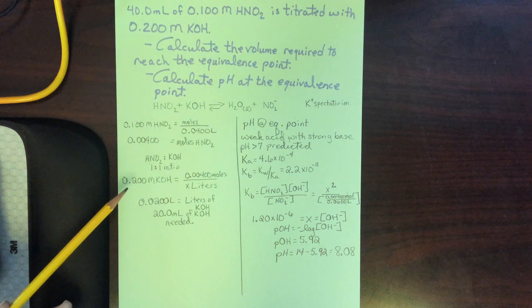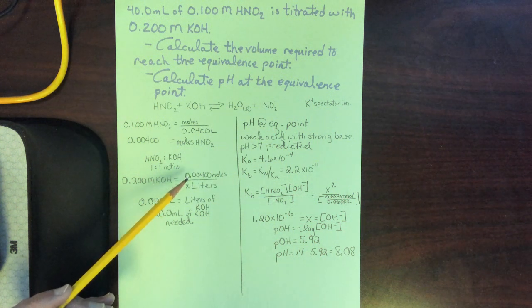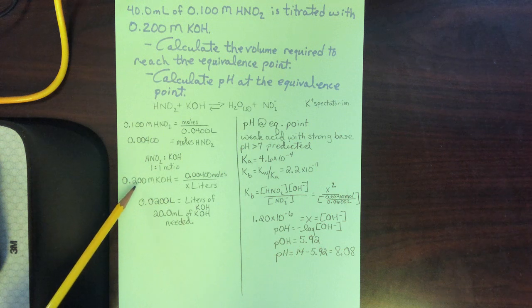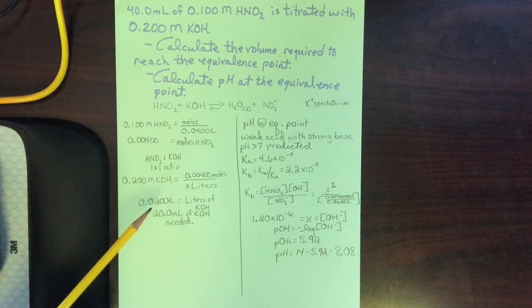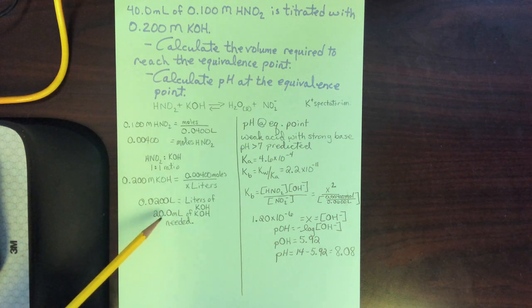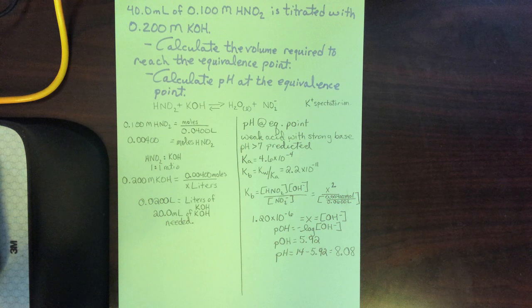So I'm going to take the moles of nitrous acid, and the 1-to-1 ratio means I would have that many moles of OH. The molarity of the potassium hydroxide, I can solve for unknown liters of potassium hydroxide needed. I solve, get 0.02 liters or 20 milliliters of potassium hydroxide needed. So I'll have my 40 milliliters of weak acid mixed with 20 milliliters of my strong base to reach my equivalence point. Now, that gives me a total volume of 60 milliliters in the beaker or Erlenmeyer flask.